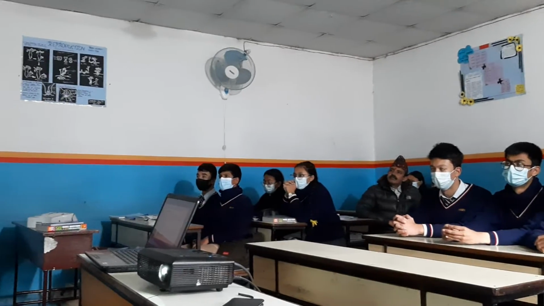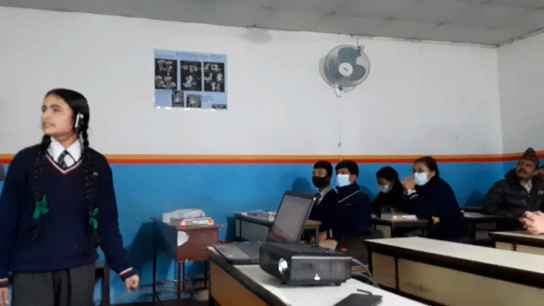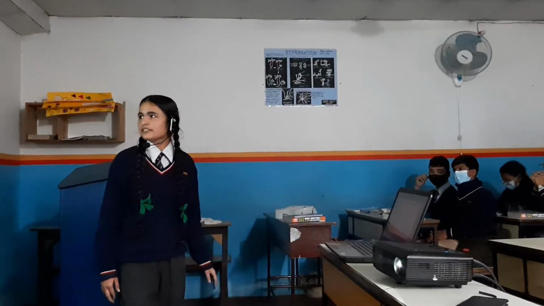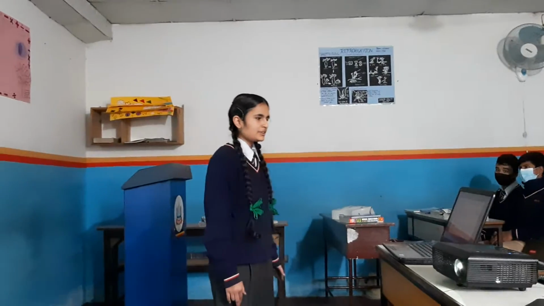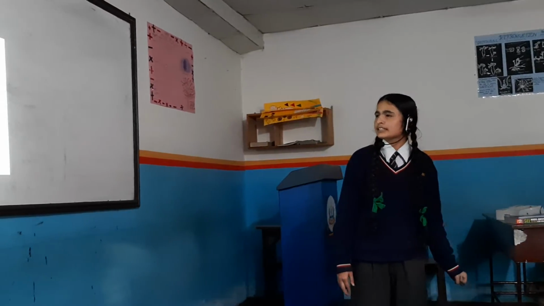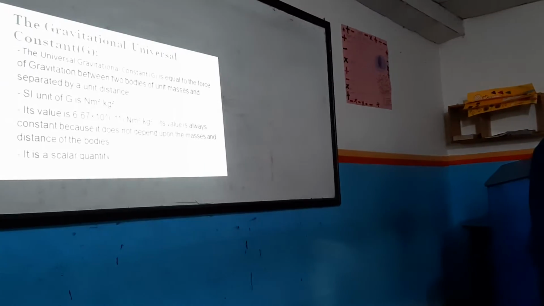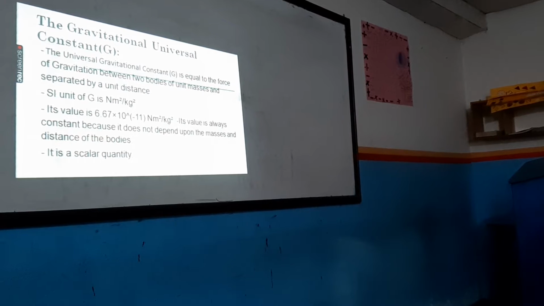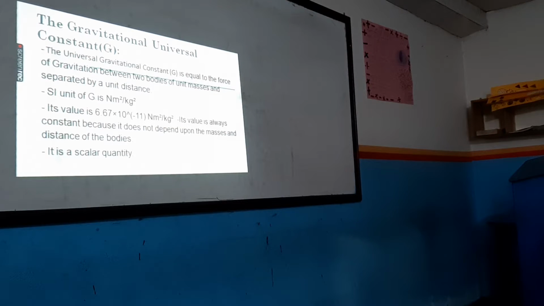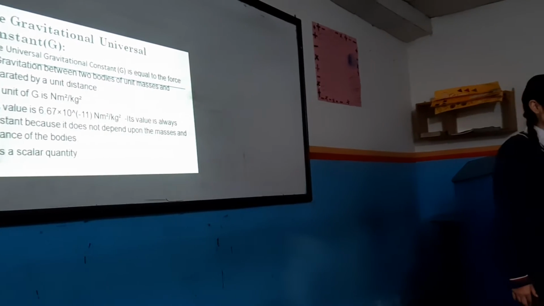The universal gravitational constant. The universal gravitational constant is equal to the force of gravitation between two bodies of unit masses separated by a unit distance. The SI unit of gravitation is Newton meter square per kg square. Its value is 6.67 into 10 to the power minus 11 Nm square per kg square. Its value is constant because it does not depend upon the masses and the distance of the bodies. It is a scalar quantity.